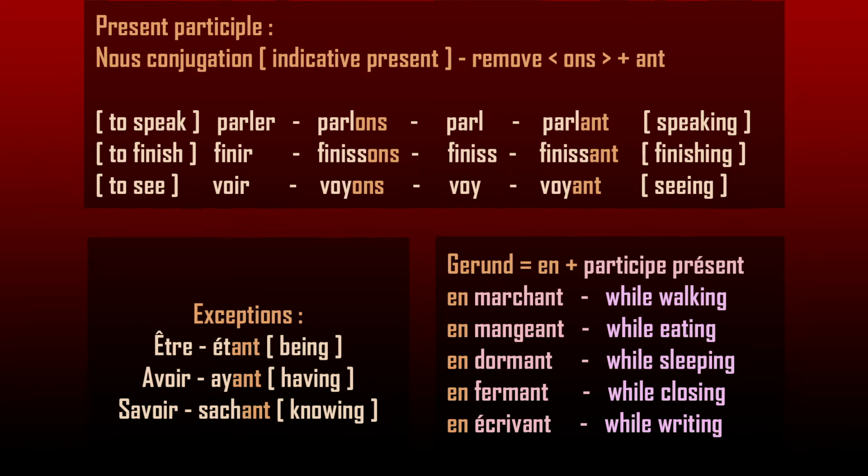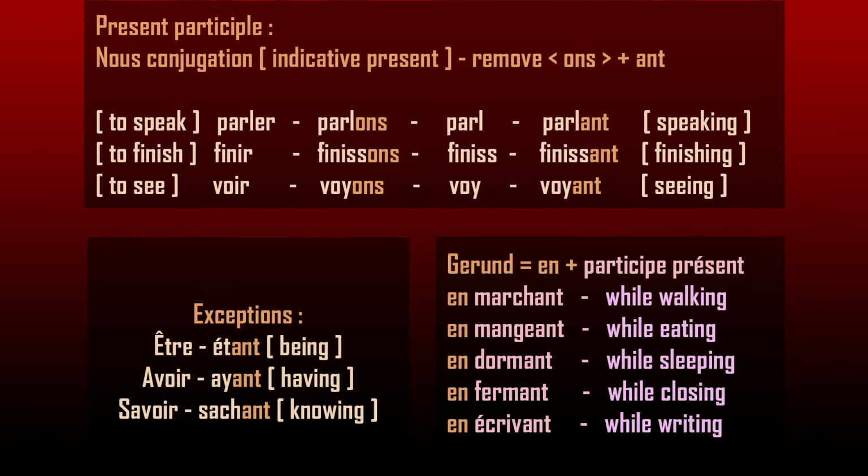Voir. V-O-Y-O-N-S is the nous conjugation in the indicative present tense. V-O-Y after removing O-N-S. With V-O-Y, we add A-N-T, voyant, seeing. Voir is to see, voyant is seeing, the present participle.